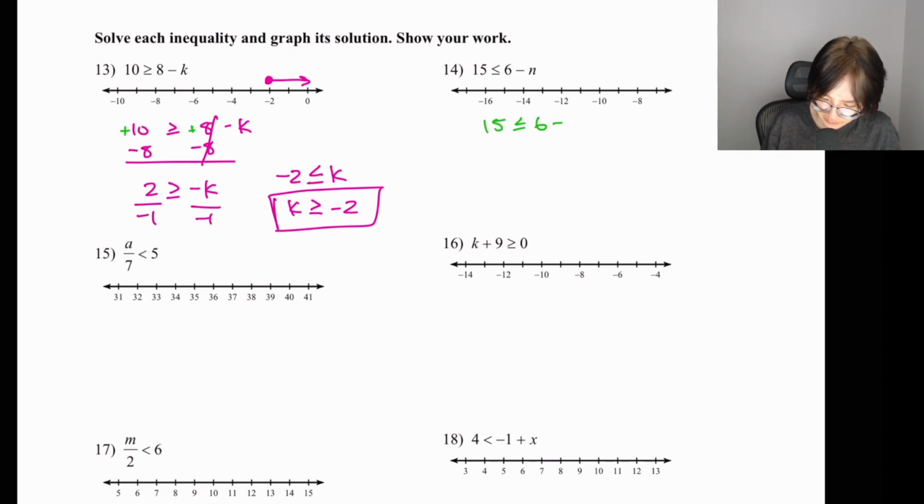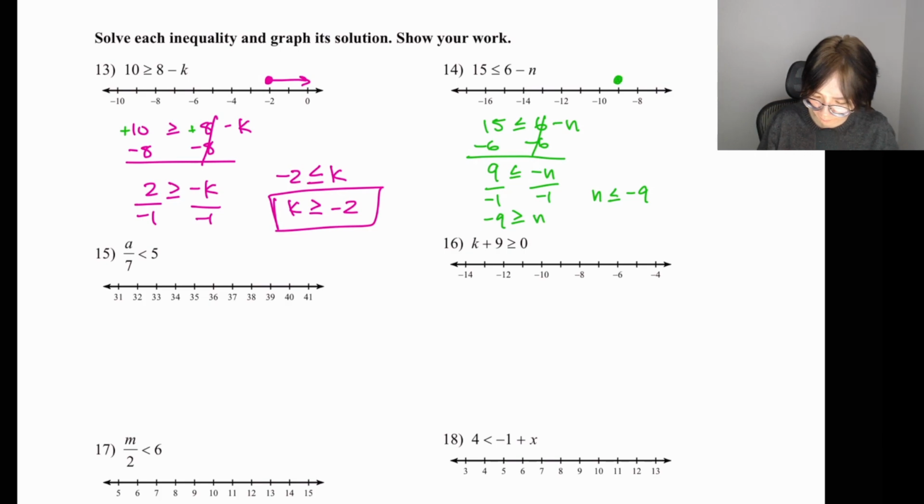15 less than or equal to 6 minus n. Same kind of logic. Subtracting 6 from both sides, those cancel. We have 9 less than or equal to -n. Dividing both sides by -1, because I'm dividing by a negative number, the sign flips. N is less than or equal to -9. -9 is right here, between -10 and -8. It's going this way. Everything less than -9.